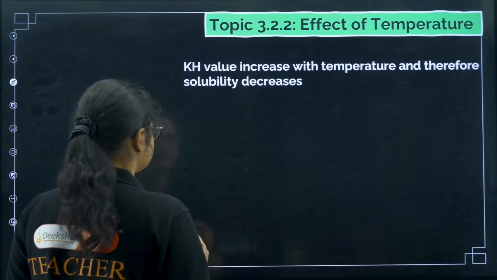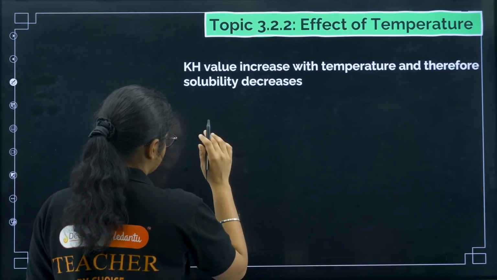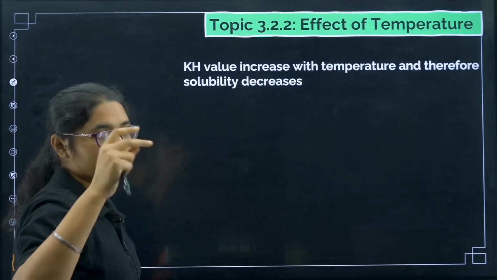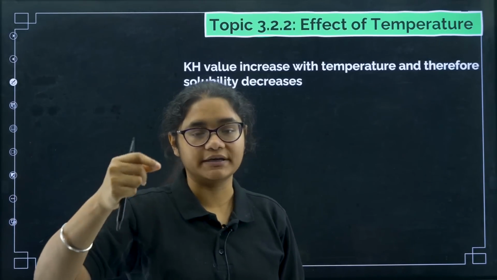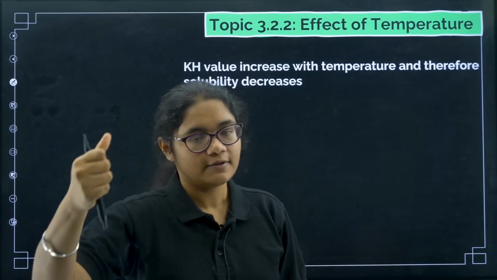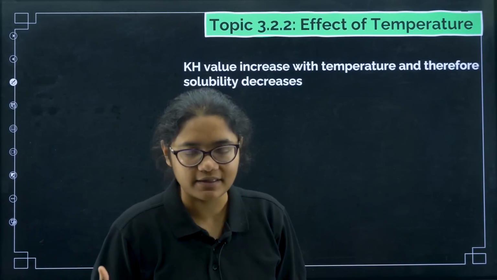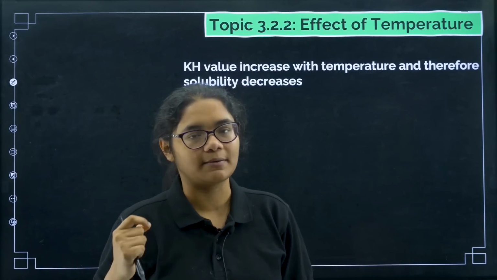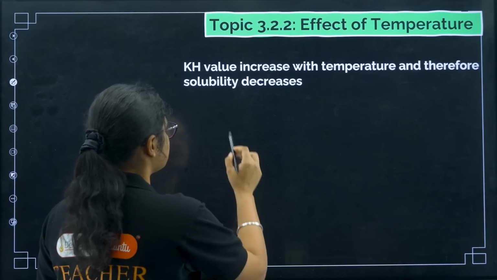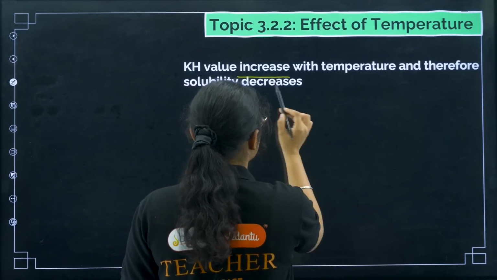Okay, so as I told you, we have two factors which affect the solubility of a gas in a liquid. One is pressure, under which we studied Henry's law. The second one is temperature. Now what happens here is that the KH value increases with the increase in temperature.